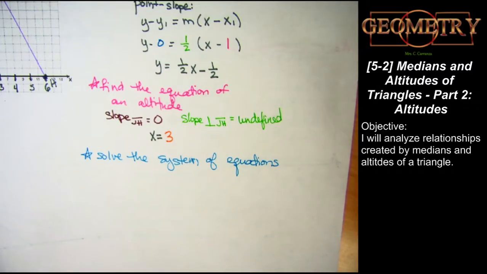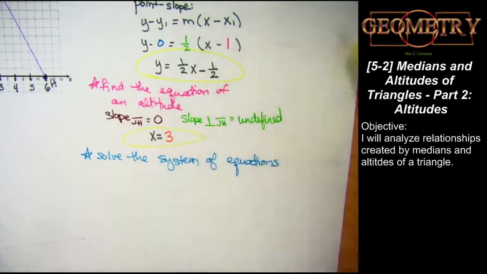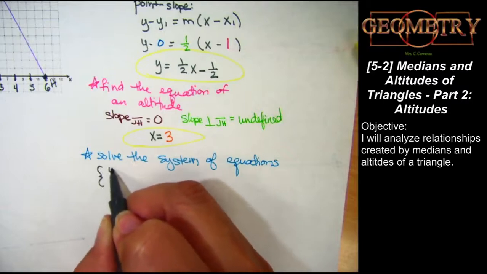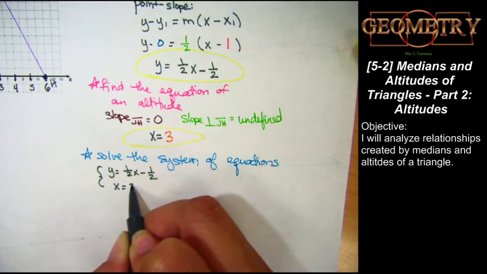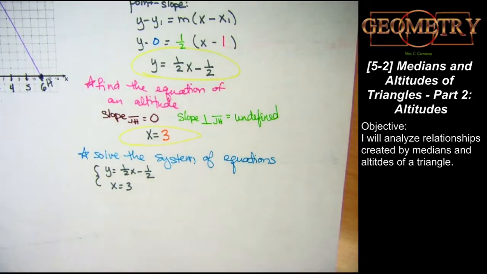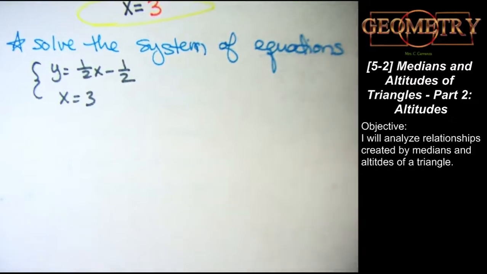A system of equations is anytime you have two or more equations doing stuff together. And I have two equations. I have this one and this one. And so my system of equations looks like this. That's it? We have to solve this. Okay. How many variables do I have in my system of equations? 2. Which means I need a value for x and a value of y in order to have my solution.